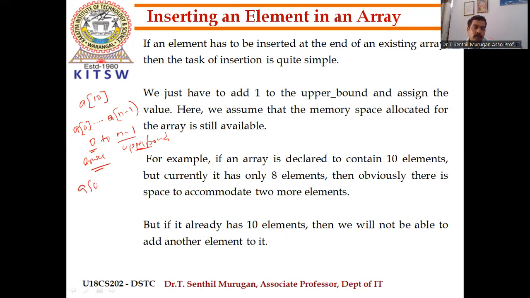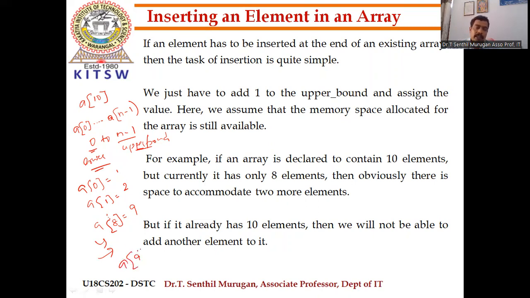For example, suppose 8 elements are already given values. A of 0, I assign some value; a of 1, I assign some value; for example 1, 2, 3. Up to a of 8 I have given values, a of 8 equal to 9. So we can include one more element, since the size goes up to a of 9. I have given only up to a of 8, so a of 9 is free. Then I can insert the new element at the end. Directly I can assign the value to the last position.